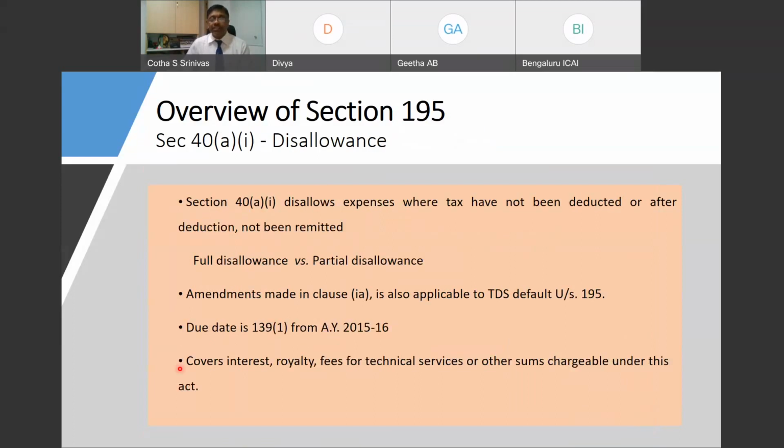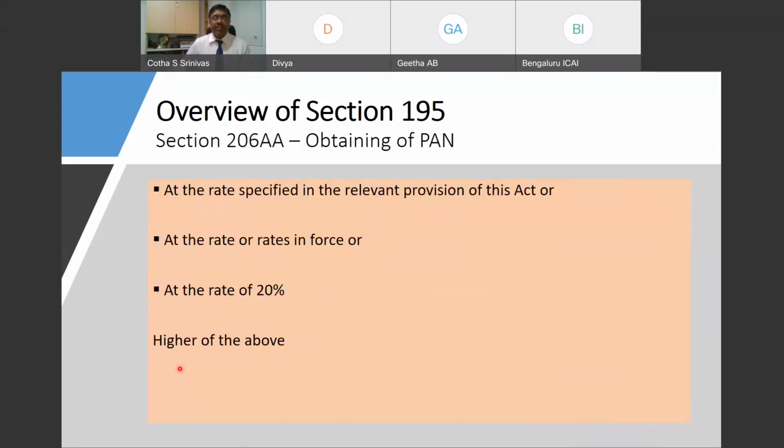Then 40A(1) disallowances I have already explained. 100% of the amount will be disallowed if the deductor has not deducted the TDS, or deducted but not remitted. Then 206AA, that is obtaining of PAN. Wherever the PAN requirement is there, under section 206AA, we know it is to be charged at a higher rate, at the rate of rates in force or at the rate of 20%, whichever is higher.